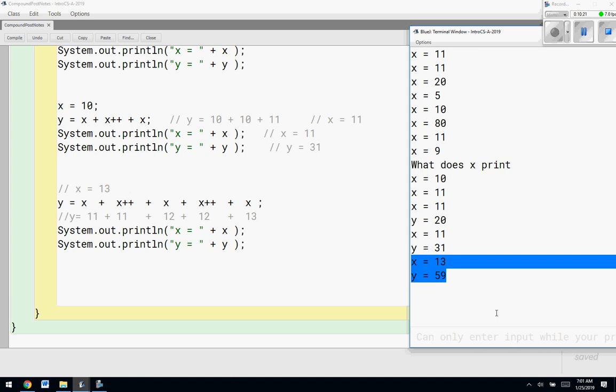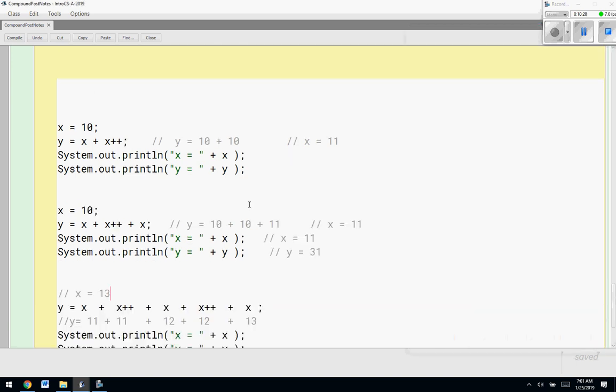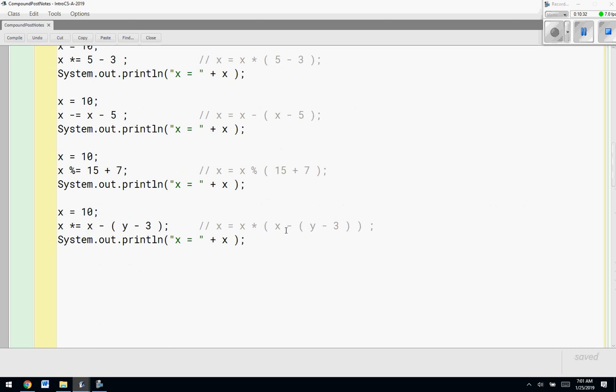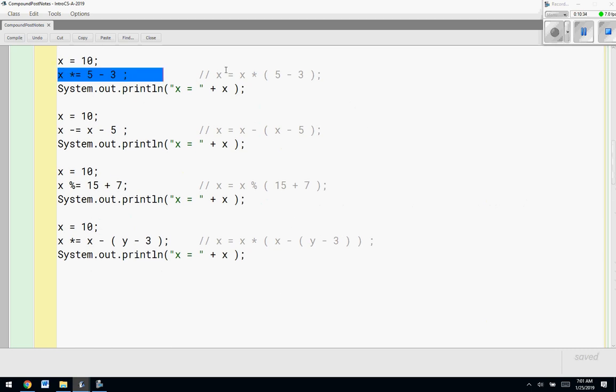So that's the idea of our post operator and also the compound assignments. Now remember those compound assignments, one last reminder, if you need to, and I recommend it here at the start, rewrite it. It can be incredibly helpful to rewrite that compound assignment, especially when you're doing it for the first time.